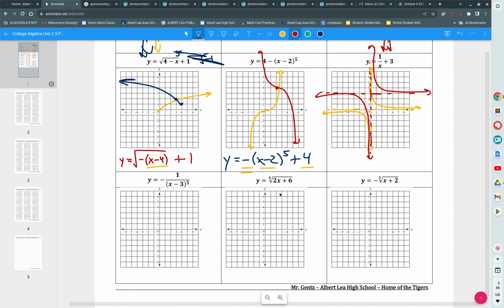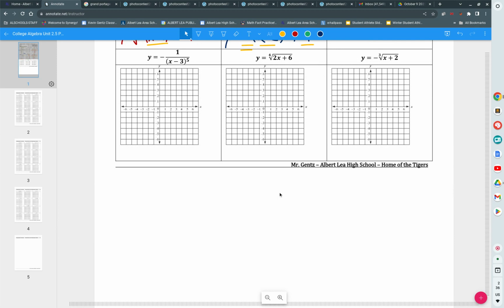Did you get it? Any questions on that? Okay, we're going to do 5 more problems together. I'm going to give you guys time to work. This one is also a reciprocal function. It looks different because I have a 5th power. So the parent function is 1 over x to the 5th.